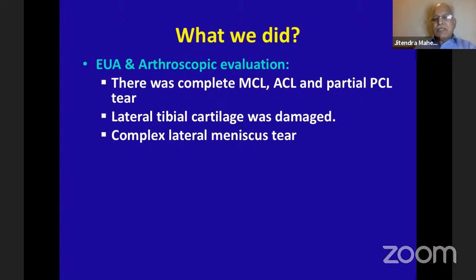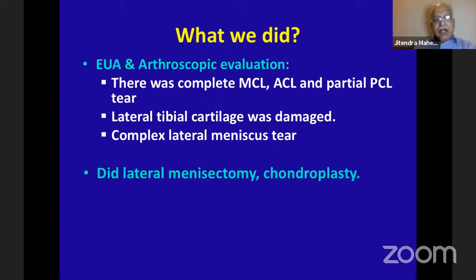So there was a complete MCL tear, which was expected. There was a complete ACL tear, also expected, and also a partial PCL. It was lax but not really torn. But what was surprising was that the lateral tibial condyle cartilage was badly damaged. It was like flakes of cartilage coming out. Almost 70% of the tibial plateau was off cartilage, and the damage to the bone was so bad, in multiple pieces. And there was a complex lateral meniscus tear. I couldn't save it, so in this arthroscopic scenario, I did a lateral meniscectomy. There was no way of saving that meniscus.